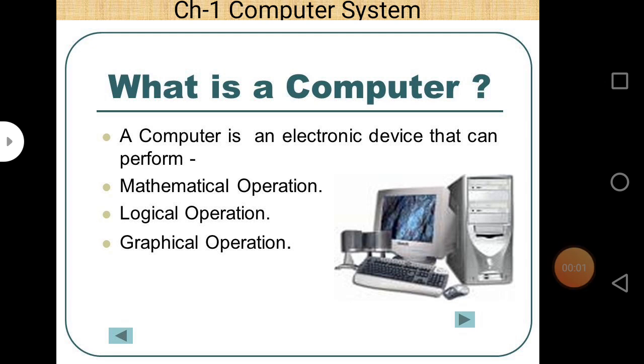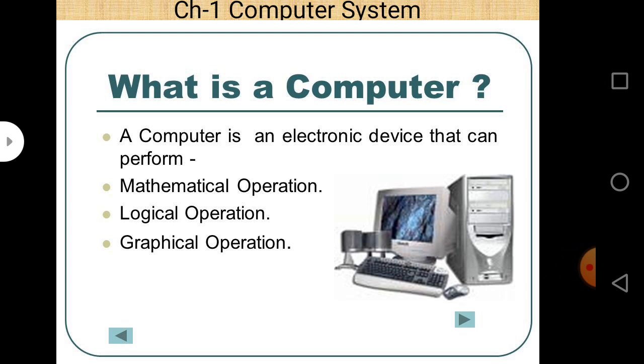Good morning, students. Today, our topic is computer hardware, and in this lecture, we are going to discuss some memories, especially secondary memories. In our last lecture, we already discussed primary memory. So, let's start.